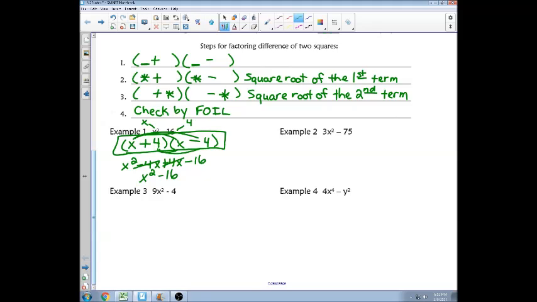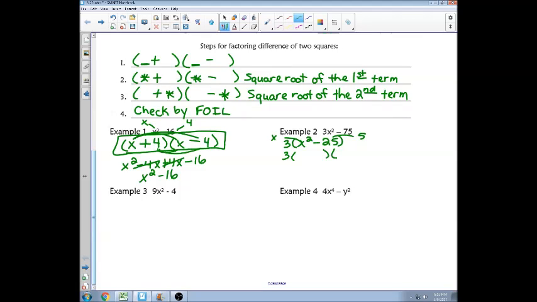On to example 2. Before we ever get started, the first rule of factoring is always a GCF. Another way that you can think about this is the fact that 3 is not a perfect square. So I might want to try to figure out something I can take out of this binomial in order to get me the difference of two squares. So if I take out a 3, I have 3x squared divided by 3 leaves me with x squared. Negative 75 divided by 3 leaves me with negative 25. Well, the square root of x squared is x. The square root of 25 is 5. So I do have the difference of two squares here.